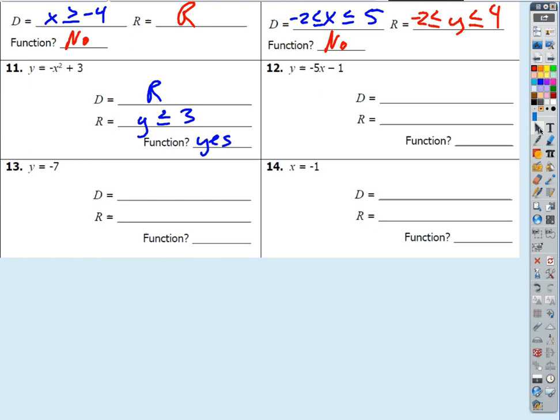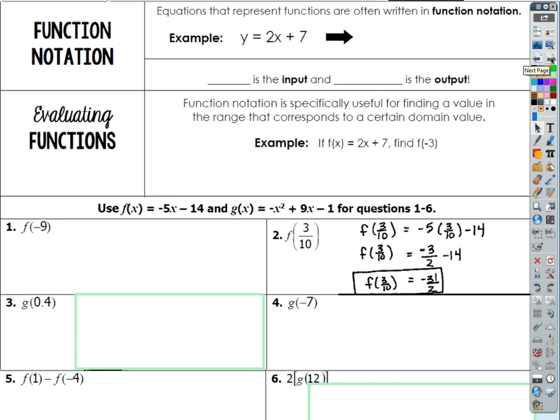When are we out of here? 3 minutes. Okay, well, you know what? I'm not even going to go to this stuff. We'll deal with this stuff on Monday.